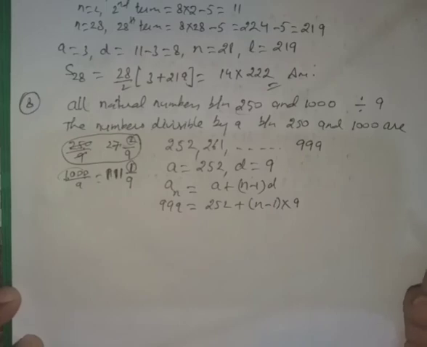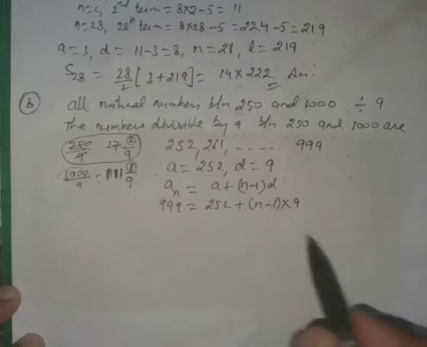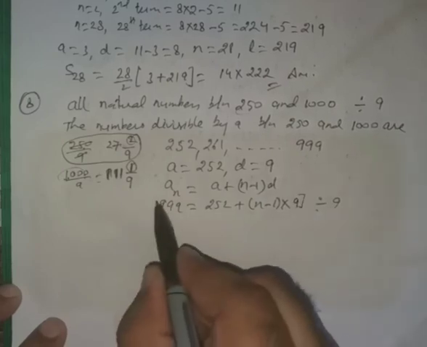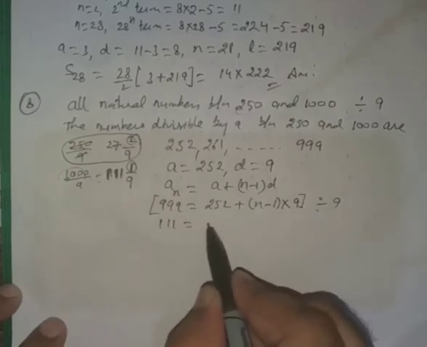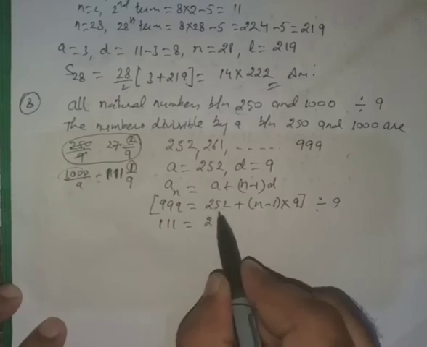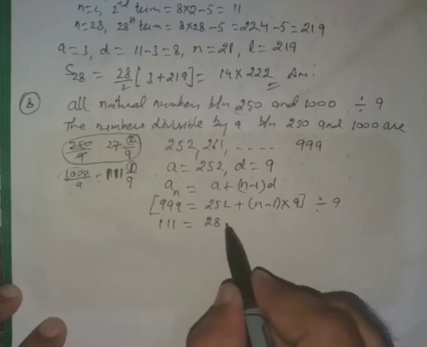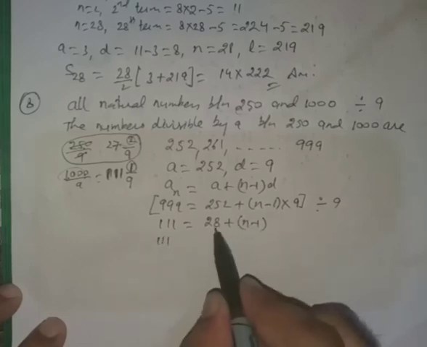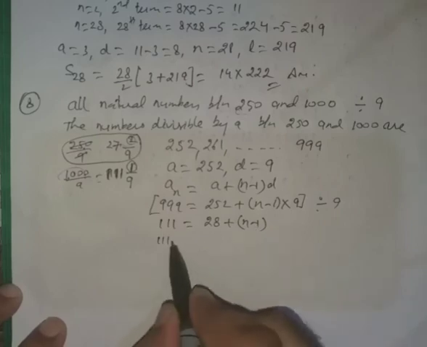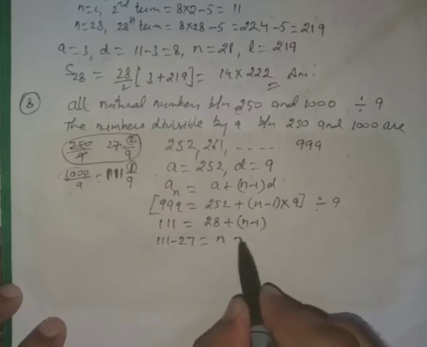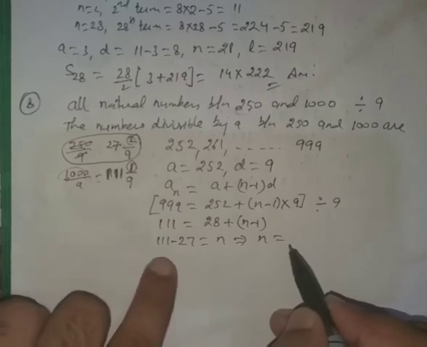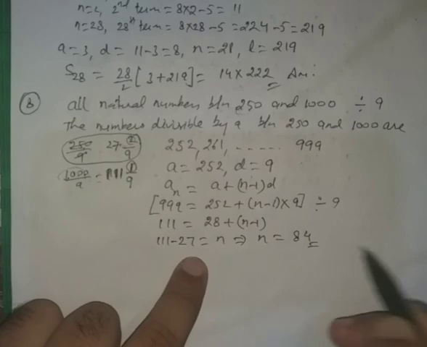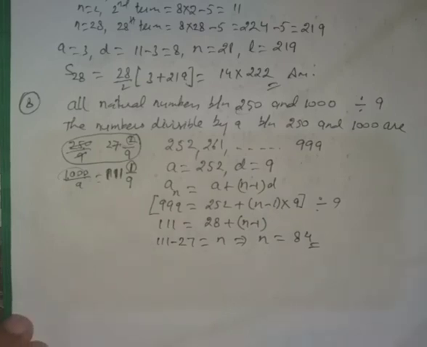So these all are divisible by 9, so we can divide the whole equation by 9. So this will be 111, 9 2s are 18, 72 and 9 8s are 72, so 28 plus n minus 1. So that will be 111 equal to 28 plus n minus 1, so 111 minus 27 is equal to n. So from here I will get n equal to 84.